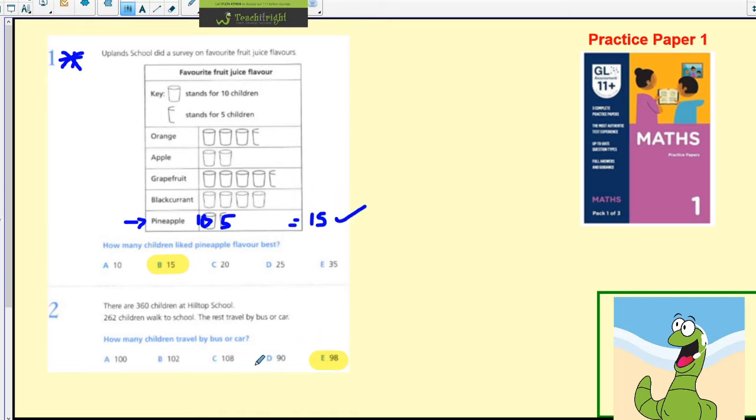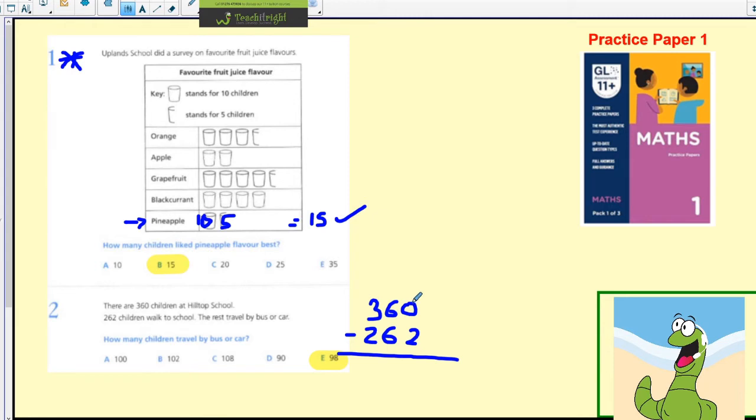Question 2. There are 360 children at Hilltop School, 262 walk, the rest travel by bus or car. How many children travel by bus? So again, this is finding the difference. Remember, the difference in maths means we're taking away. So we need to do 360, which is the total, take away 262. I will go through and show you the method because it's important to have that nailed down.